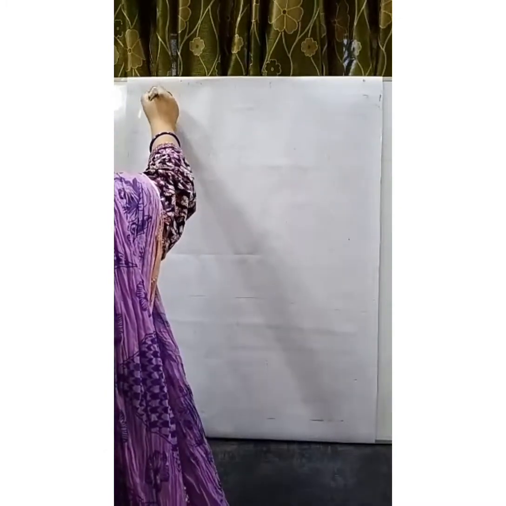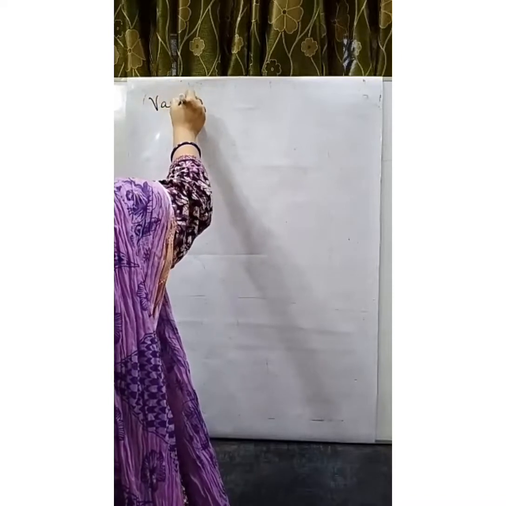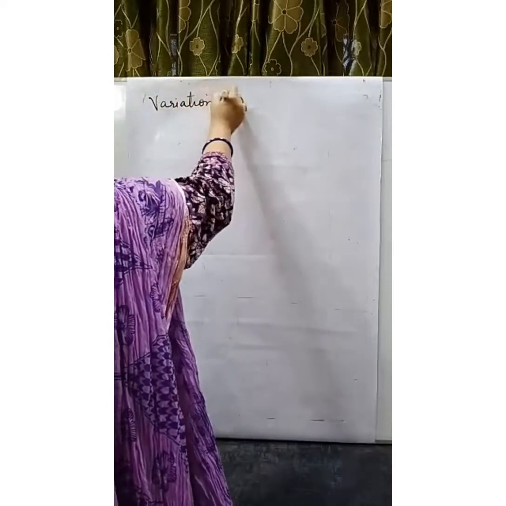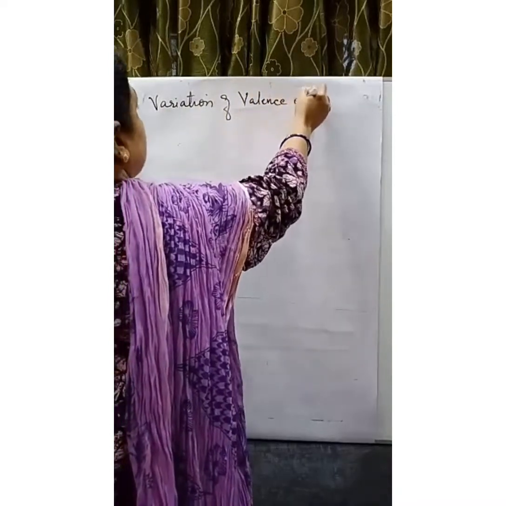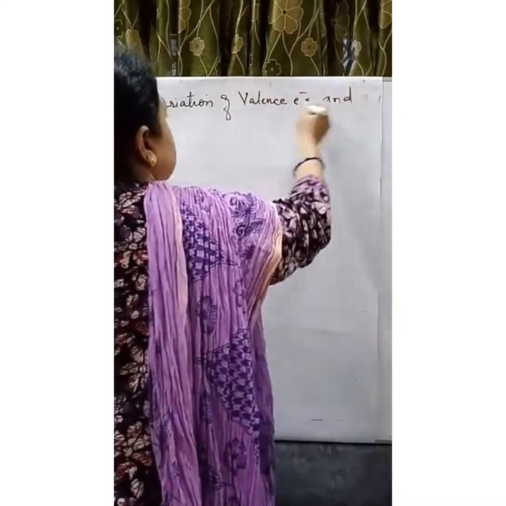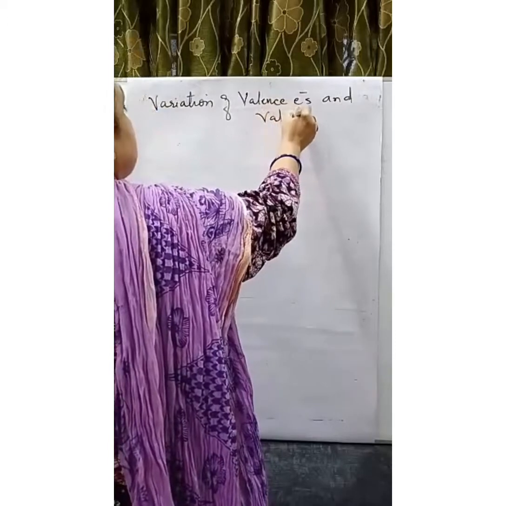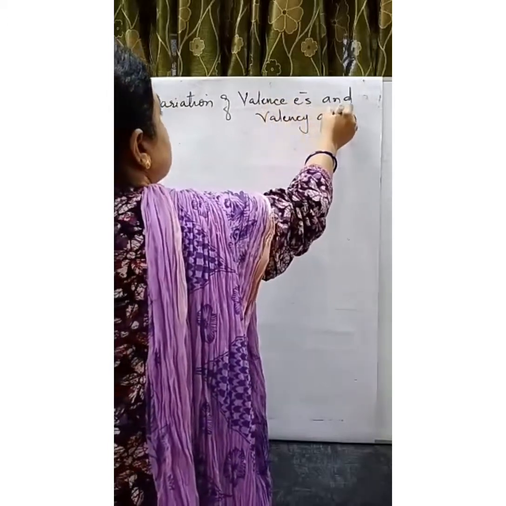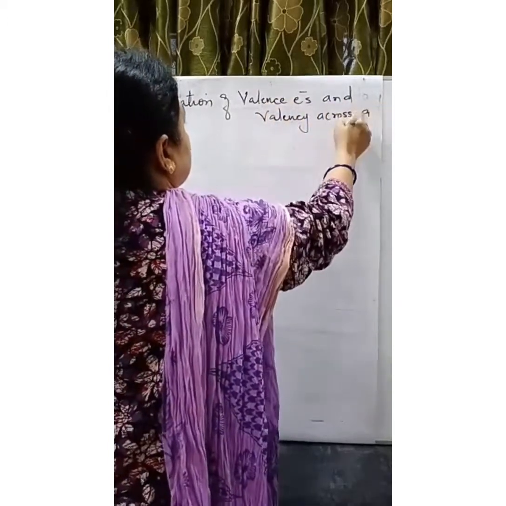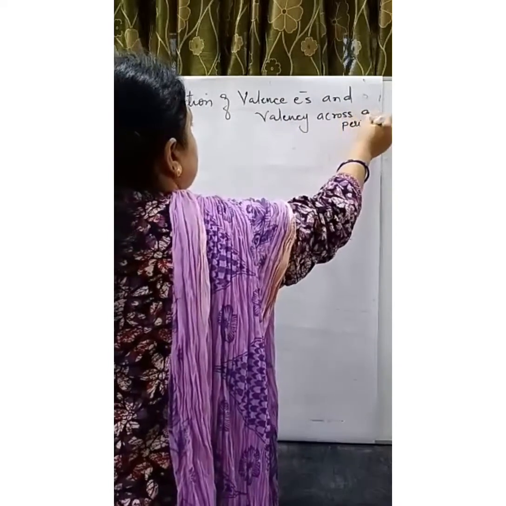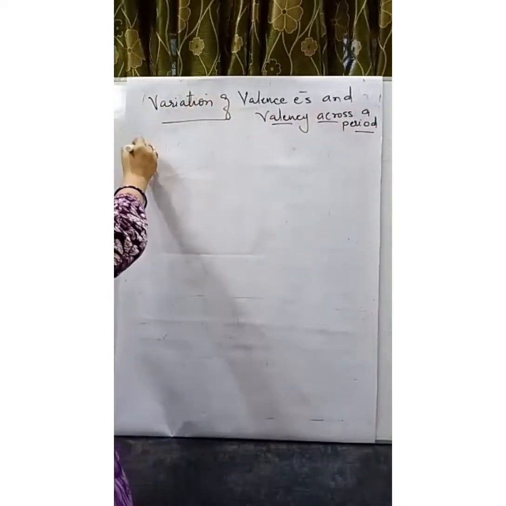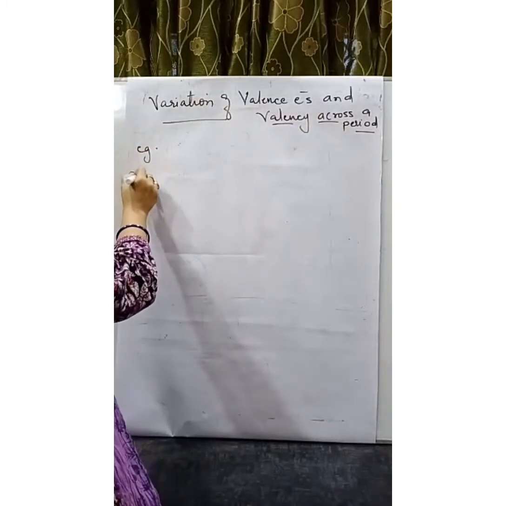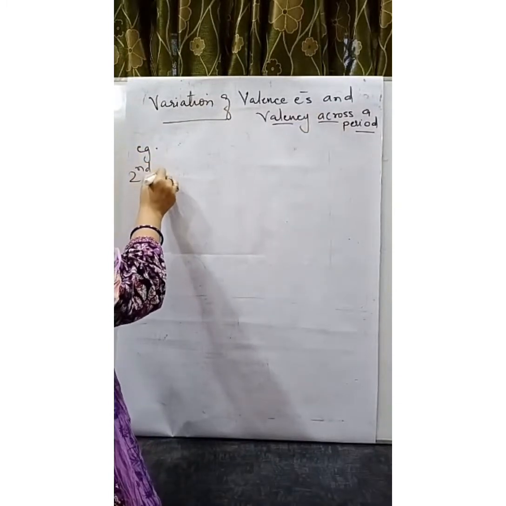So, first of all, let us study the variation of valence electrons and valency across a period. For this, let us take the example of the second period.